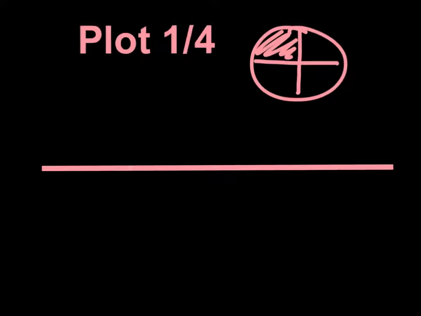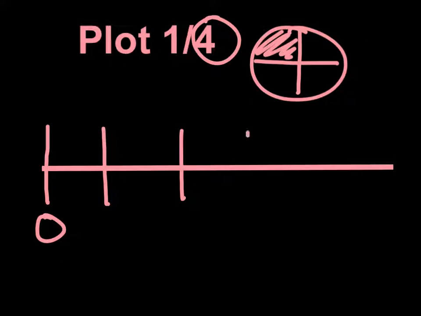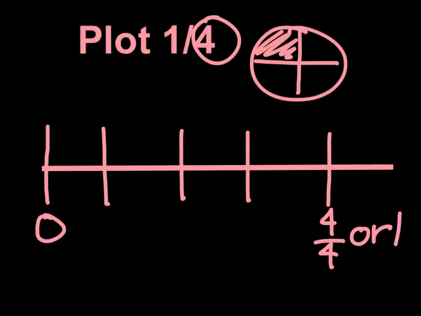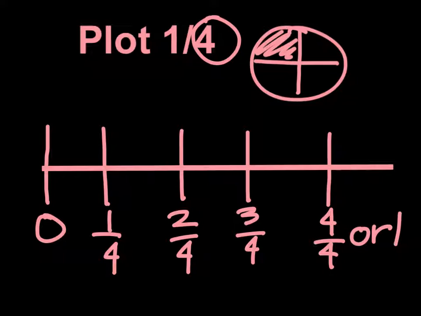So now that we know the meaning of 1/4, we're going to plot it on a number line. So we're going to make a space for 0, and then since there's 4 total pieces, we're going to make 4 marks. 1, 2, 3, 4. So the fourth one is going to be 4 out of 4, or 1. So then 1 less than that would be 3 out of 4, and 1 less than that would be 2 out of 4, and 1 less than that would be 1 out of 4. So since we're plotting the 1/4, we're going to put a dot right on the 1/4.